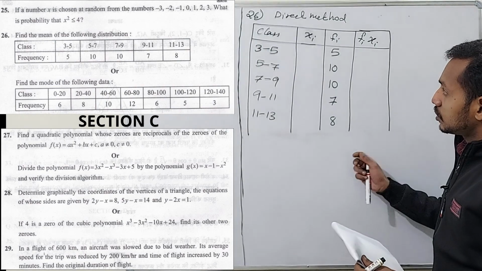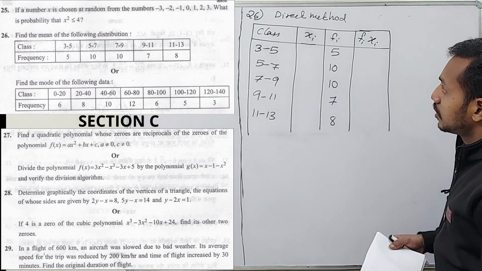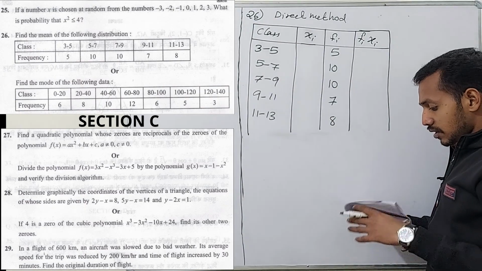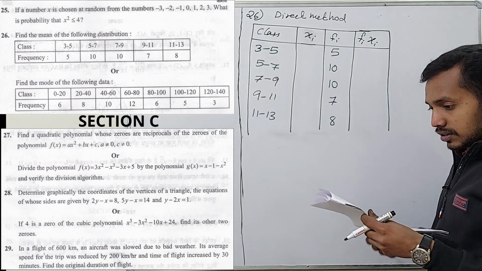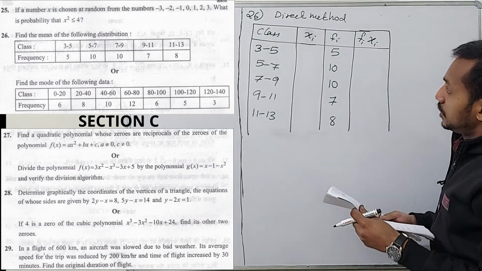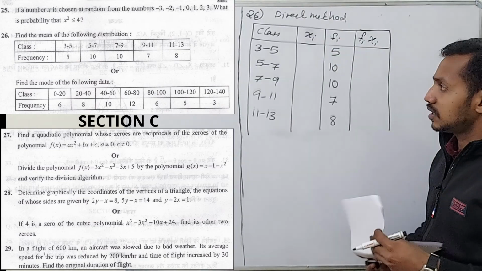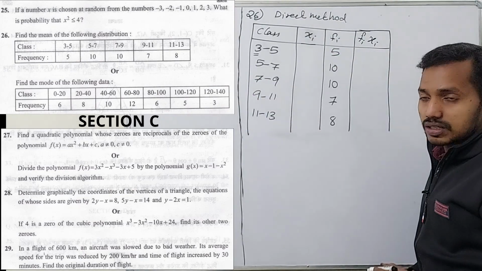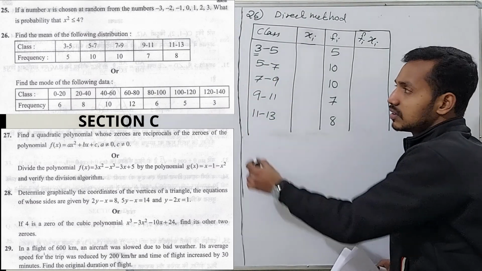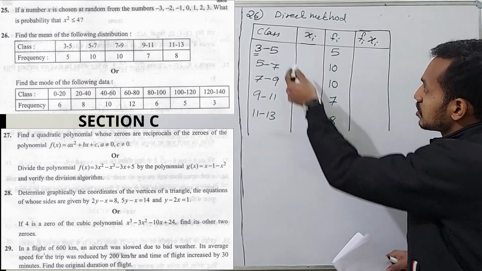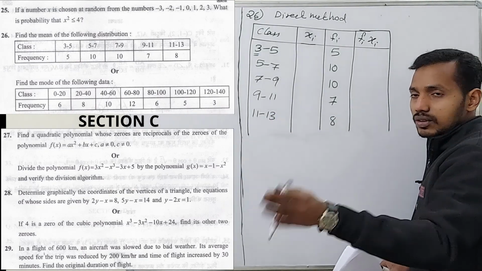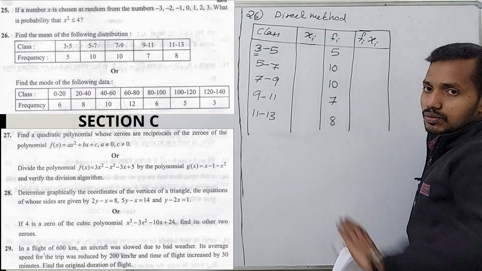Okay. Now come to question number 26. Here the class is given and the corresponding frequency is given. And this is the last question under section B. We have to find the mean of the data. We are using the direct method here as the limits of the classes are very small, from 3 to 13 only. If it is 2-digit numbers like 20, 30, 40, then we can go for the assumed mean method.